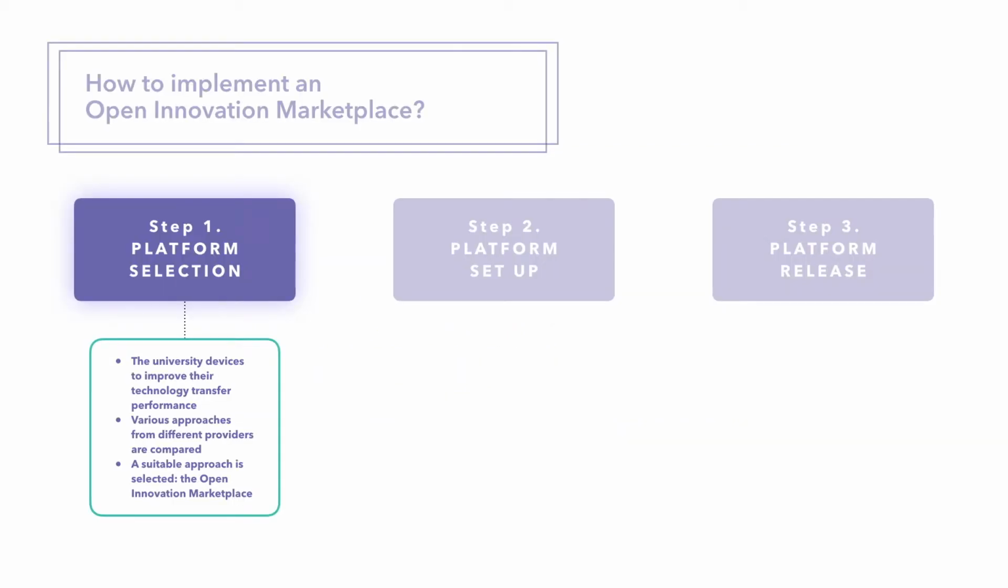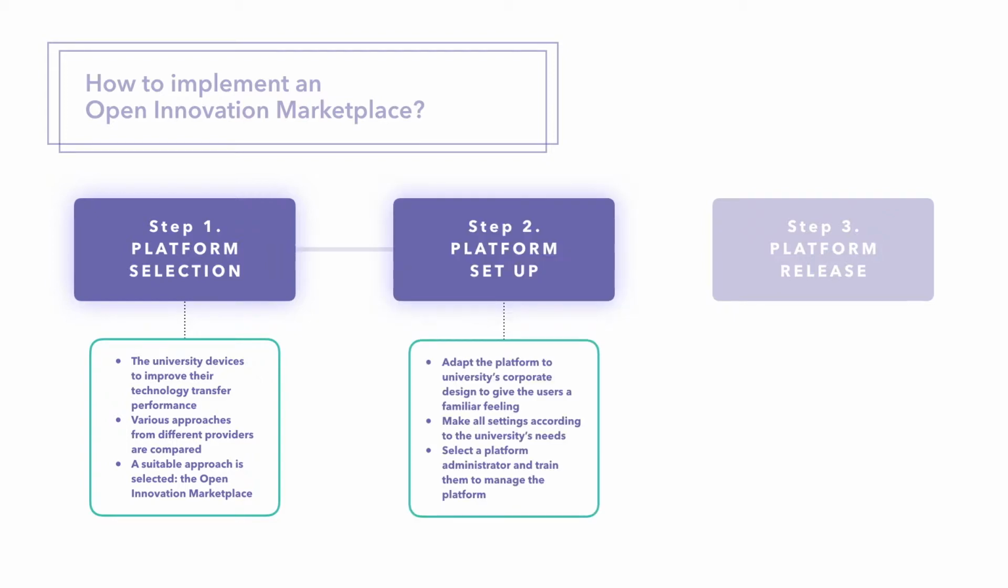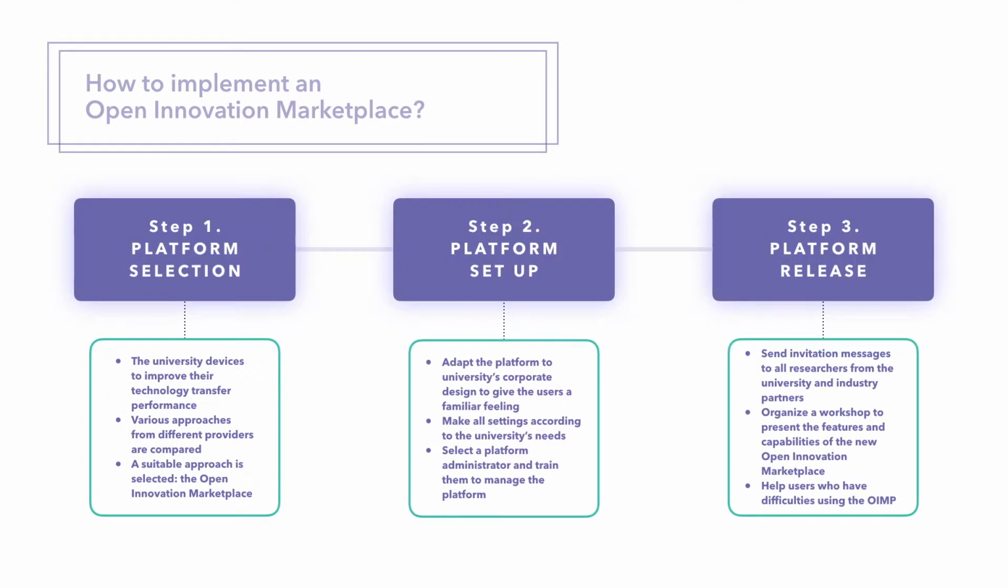Well, to do so, the university will come across three main steps to be followed in order to correctly implement the OIMP, starting with the selection of the platform, then setting it up, and finally releasing it to the public. Following, we will explain each of these steps.